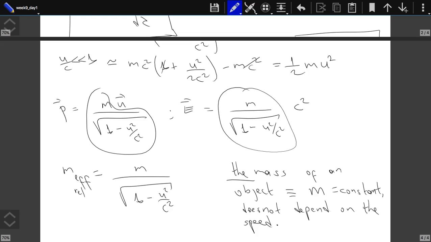Energy will be conserved. There's no problem with that. Momentum will also be conserved.